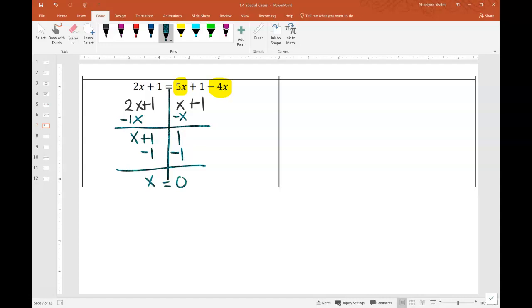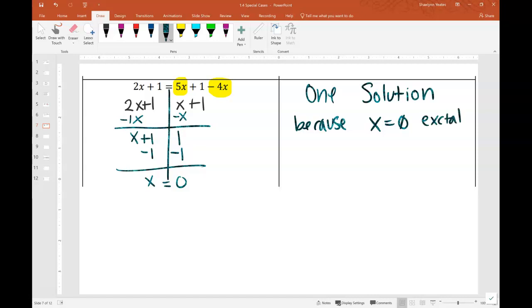Now think about that for a second. What is that? Is it one solution, infinite solutions, or no solutions? This one is one solution. And the one solution is 0. That's the answer. The answer is 0. 0 is allowed to be an answer. It's one solution because x equals 0 exactly. I wish I could spell.